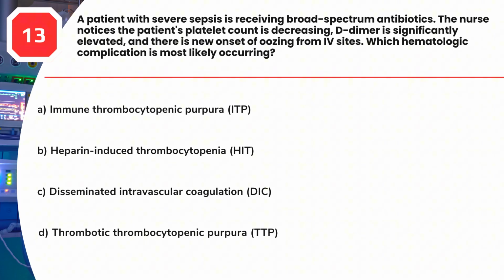Question 13. A patient with severe sepsis is receiving broad-spectrum antibiotics. The nurse notices the patient's platelet count is decreasing, D-dimer is significantly elevated, and there is new onset of oozing from 4 sites. Which hematologic complication is most likely occurring? A. Immune thrombocytopenic purpura, ITP. B. Heparin-induced thrombocytopenia, HIT. C. Disseminated intravascular coagulation, DIC. D. Thrombotic thrombocytopenic purpura, TTP.